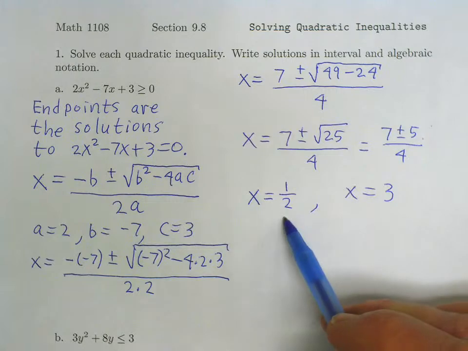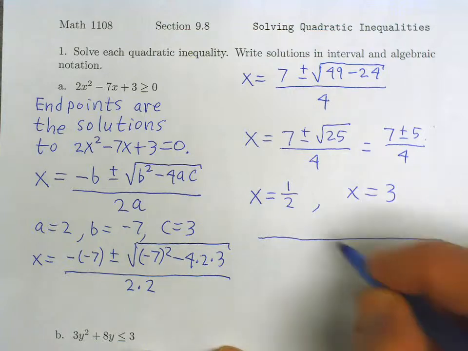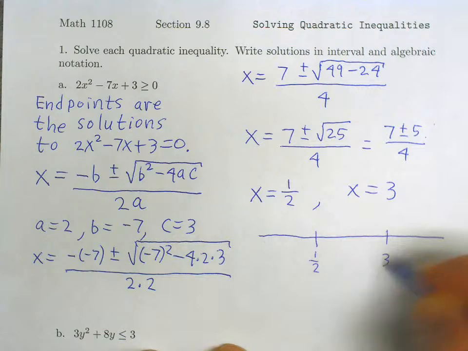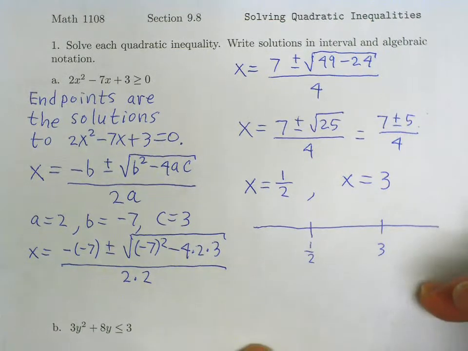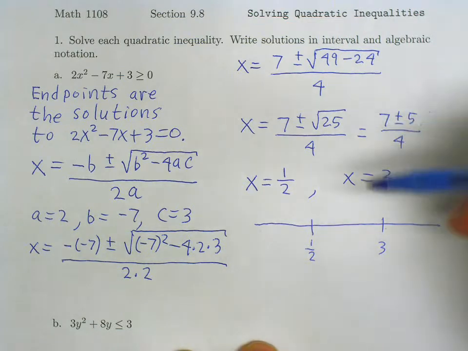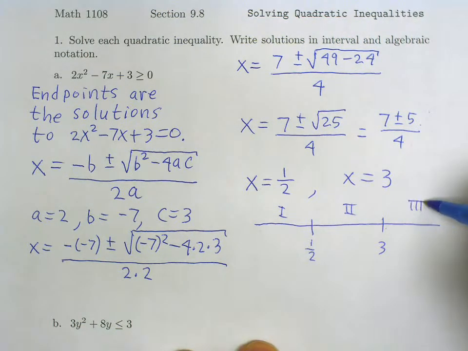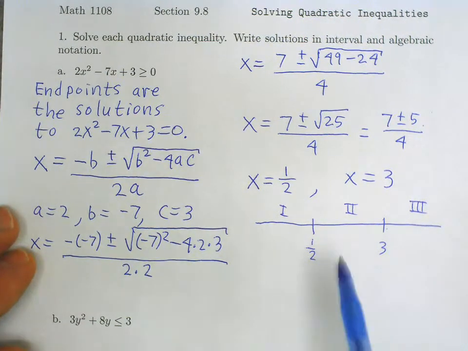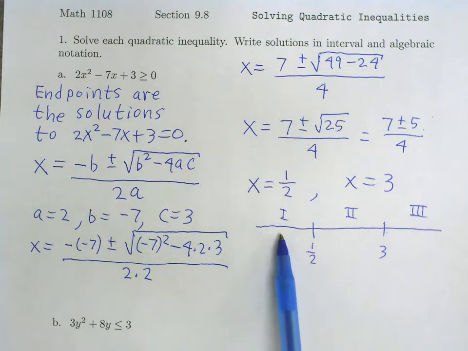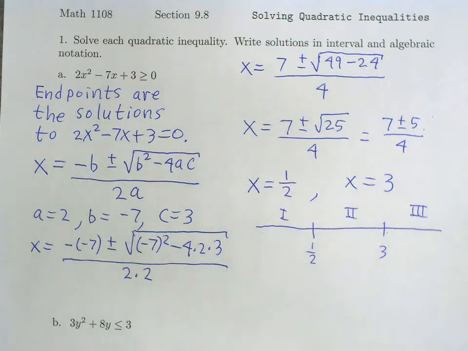These are the two endpoints, and those two numbers divide the number line into 3 separate intervals. You might remember from earlier this semester how to solve inequalities. We pick a test point from each of the 3 intervals, replace every x in the inequality with our test point, and then determine if the inequality is true or false.